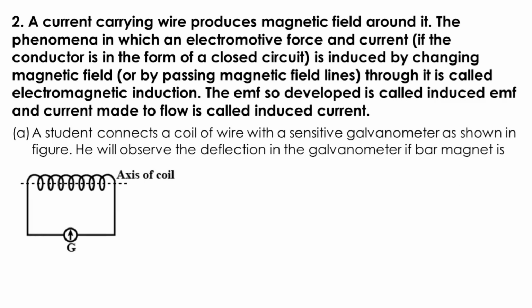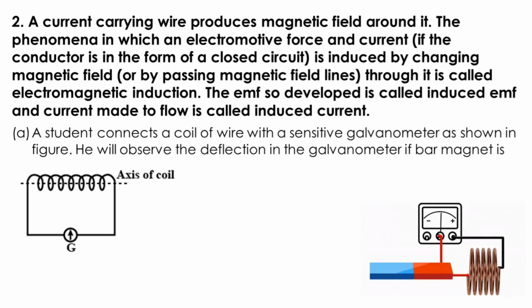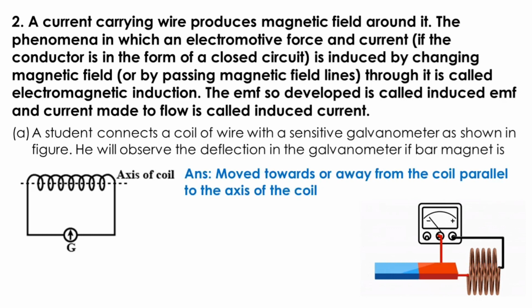A student connects a coil of wire with a sensitive galvanometer as shown in the figure. He will observe the deflection in the galvanometer if the bar magnet is... So according to the case study, we have understood that the galvanometer will show some deflection when there is an induced current produced. And to produce the induced current, the magnet should be either moved into the coil or moved away from the coil. Observe the deflection in the galvanometer when the magnet is moved inside and outside of the coil.